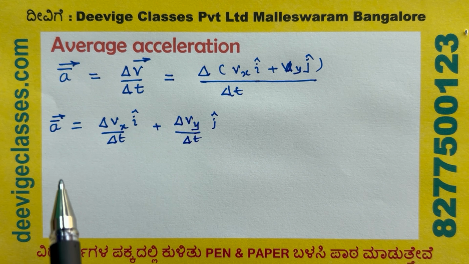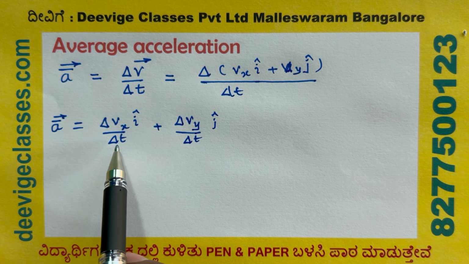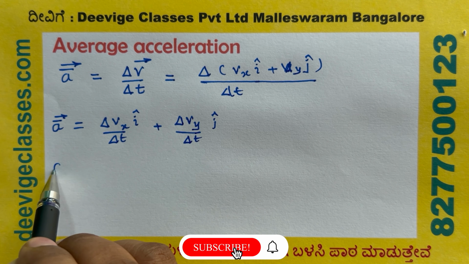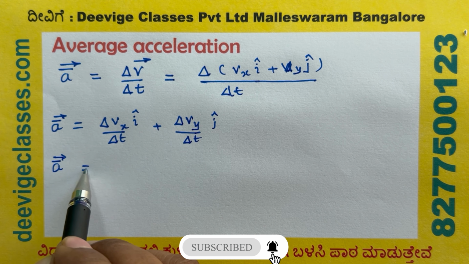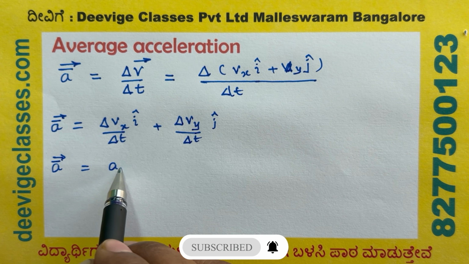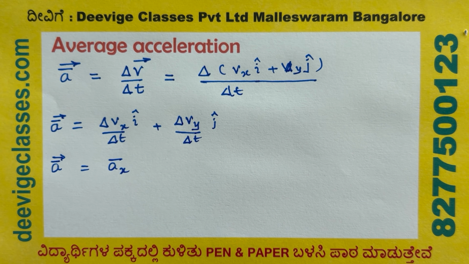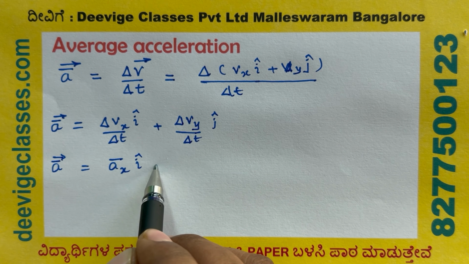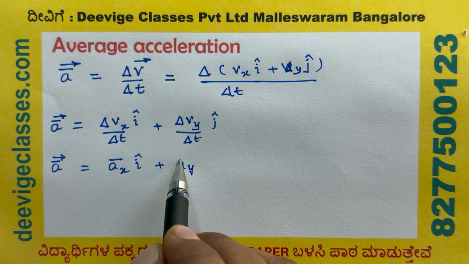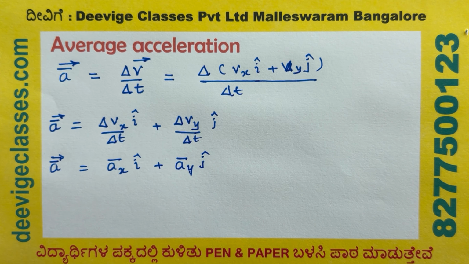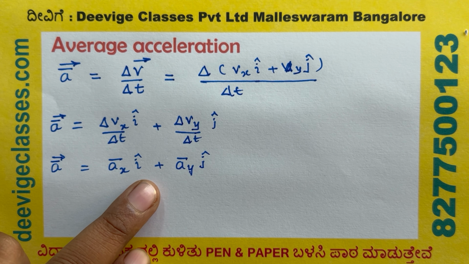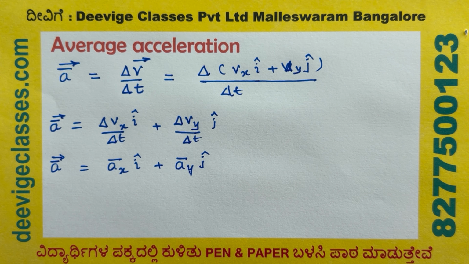So now what is this change in velocity with respect to time? Acceleration, right? So I can write here the total average acceleration is equal to a suffix x, the average acceleration along the x-axis, into i cap plus a suffix y into j cap. Correct? Yes, sir. So the average acceleration is equal to a suffix x into i cap plus a suffix y into j cap.